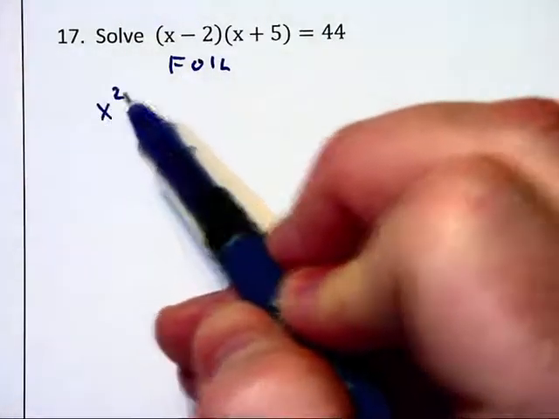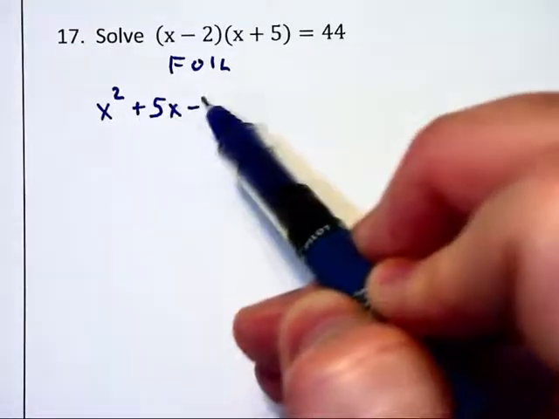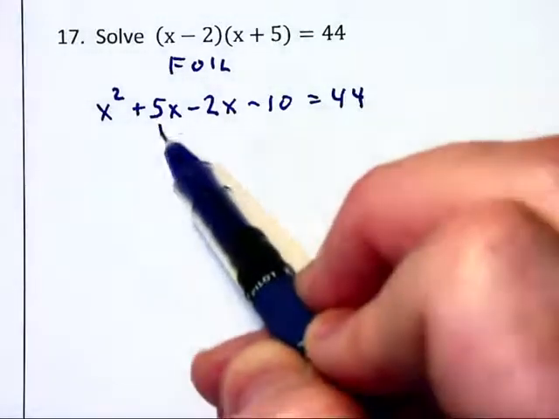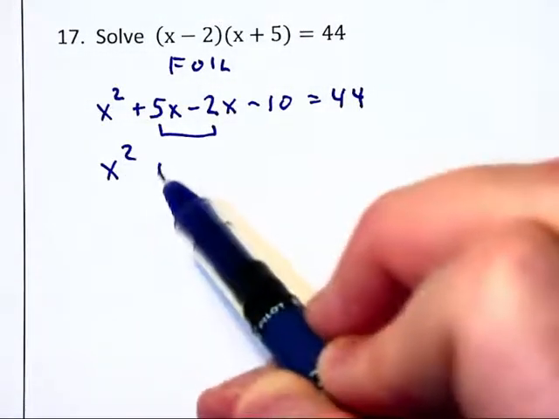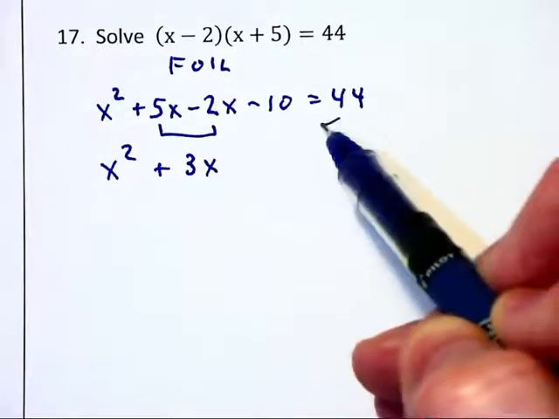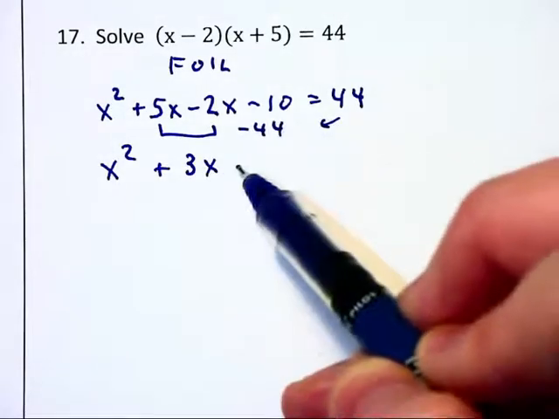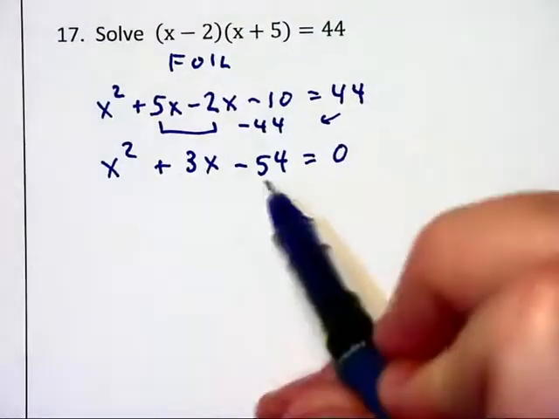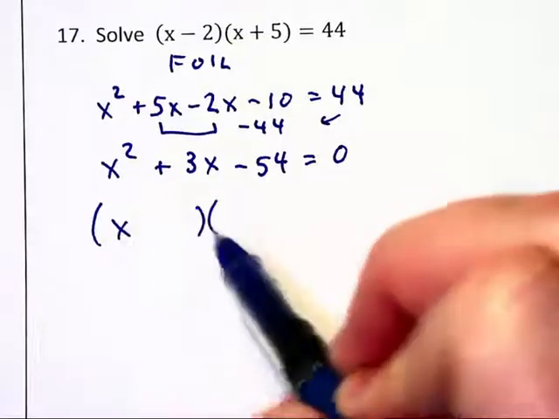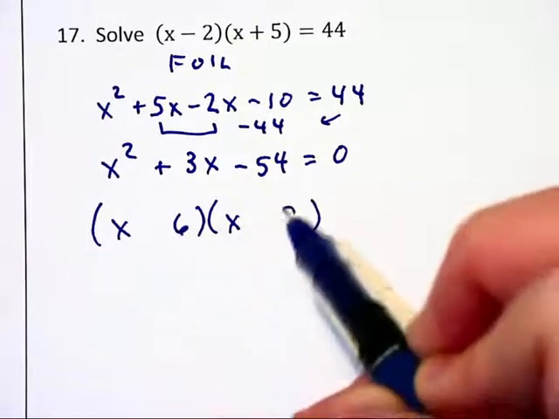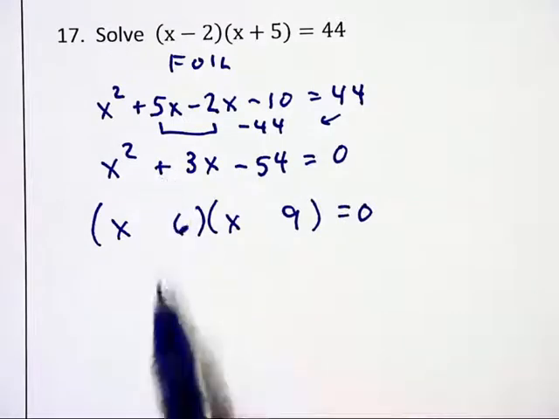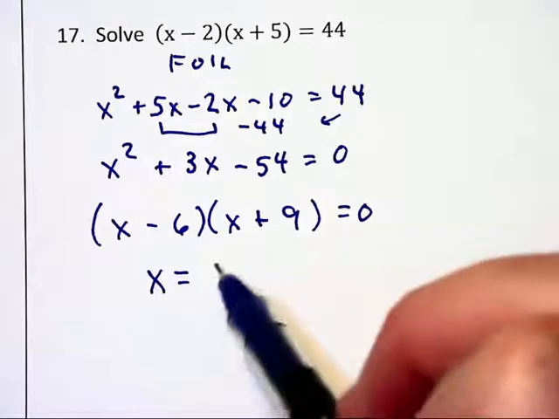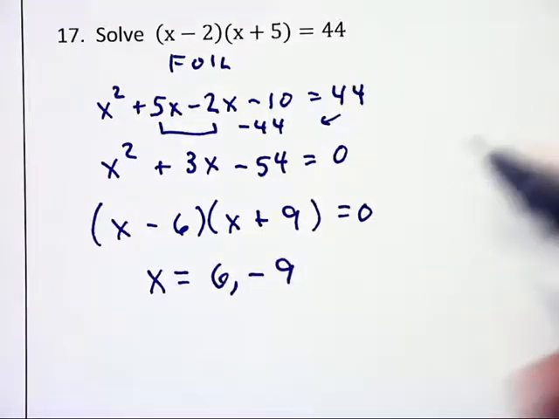I get x squared plus 5x minus 2x minus 10 is equal to 44. I will combine these middle terms, giving me x squared plus 3x, and while I'm at it, I'm going to subtract the 44 on each side to have minus 54 is equal to 0. Now I happen to know that 6 times 9 is 54, so when I go to factor this, I'm going to use 6 and 9 there, and I want these to add up to 3, so I need a positive 9 and a negative 6. So my solutions will be 6 and negative 9 for this problem.